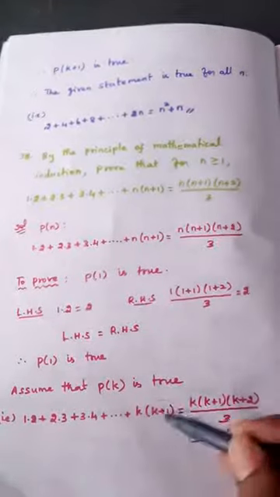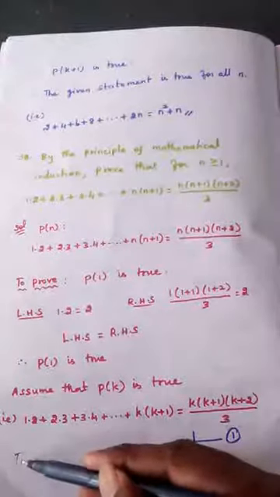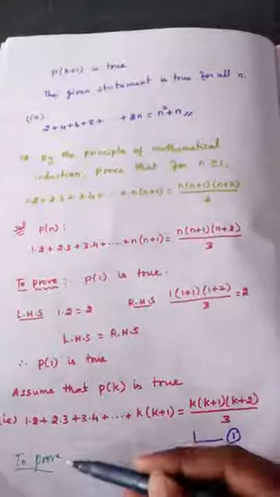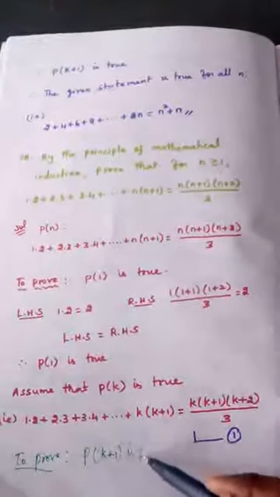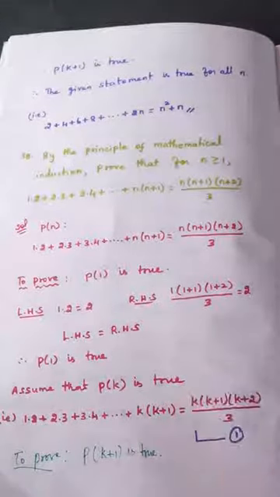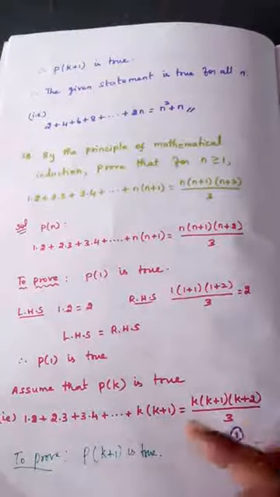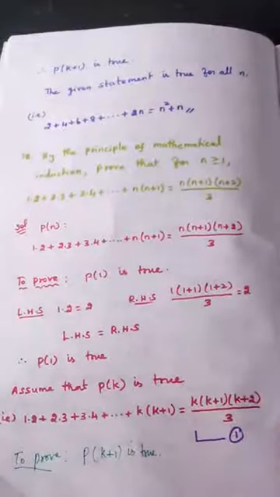So try to understand. Since we have assumed that P of k is true, the next step is we have to prove P of k plus 1 is true. This is what we need to prove. For proving this, we need to find two things. One is what term should be added to both sides. Next, after adding, what is the answer that we should get in the RHS. So we will see what it is now.